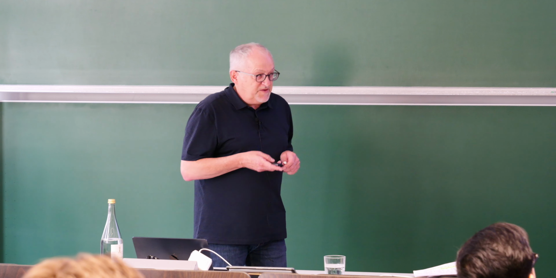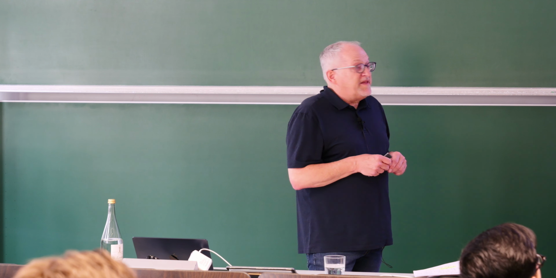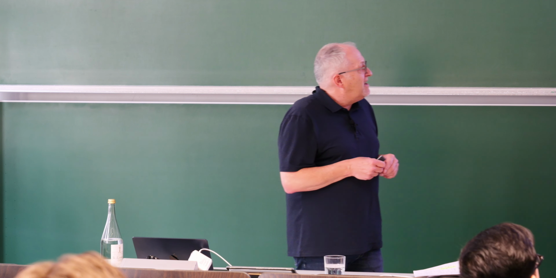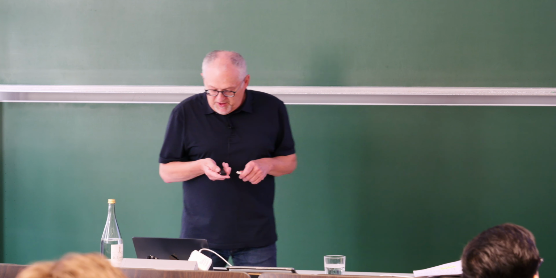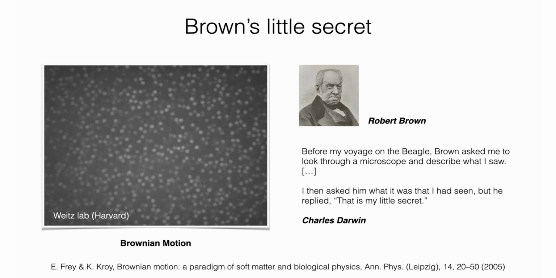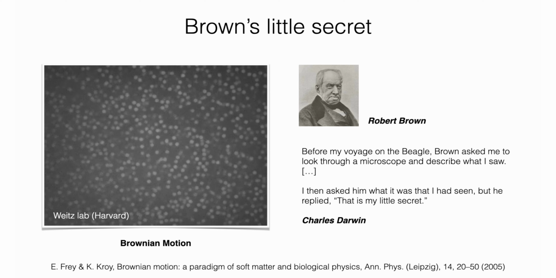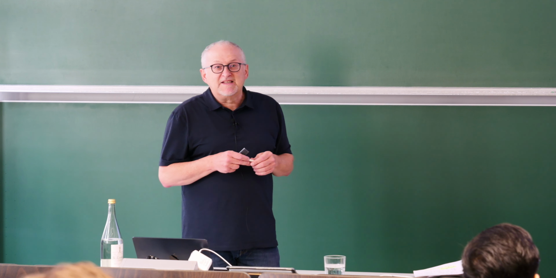So this is the story which you can find in the book by Charles Darwin. There he writes that before he took off on his voyage on the Beagle, he was visiting his colleague Brown, who asked him to look through a microscope and describe what he sees. Well, Darwin was really curious what he saw, and asked him what he had seen, but Brown didn't tell him. He just said, that's my little secret. But I'll reveal this secret to you, so here is the secret. This is what he saw. It's this irregular motion of particles that you have because the system is at a finite temperature, and this is just the expression of the heat energy that you have in the system. That's his little secret.